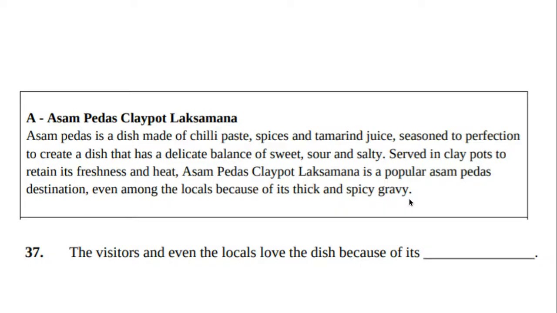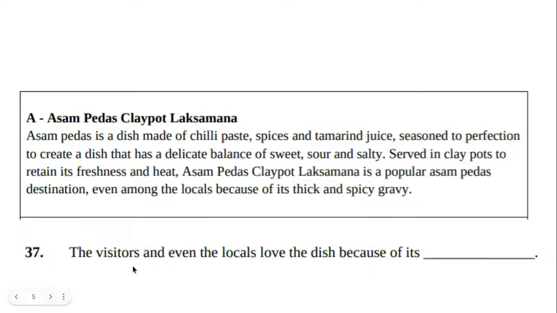Now, let's take a look. Dia ada tulis dah dekat situ sebenarnya. Popular. So means that asam pedas Klepot Laksamana is a very popular destination. Maksud also among the visitors and also among the locals. If you actually read carefully each of the paragraphs, only paragraph A actually tells you that the locals also love the food. So that's how you know that's the answer. Now, here, okay, even among the locals, because of its thick and spicy gravy.